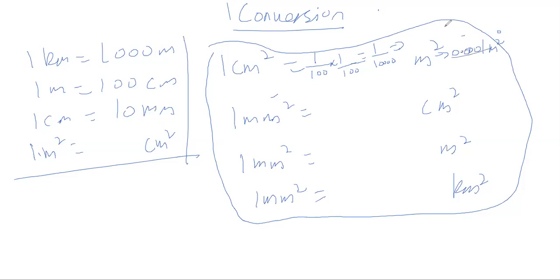Now there would be 4 zeros: two from this one and two from this one. 1 millimeter square would be what? 1 over 10 into 1 over 10. This is basically 1 over 100, which can also be written as 0.01 centimeter square. Second would be 1 over 100 or 0.01 centimeter square. First would be 1 over 10,000 or 0.0001 meters.